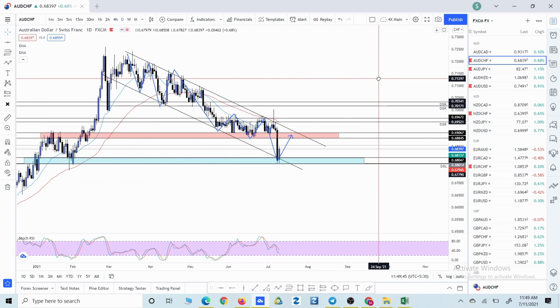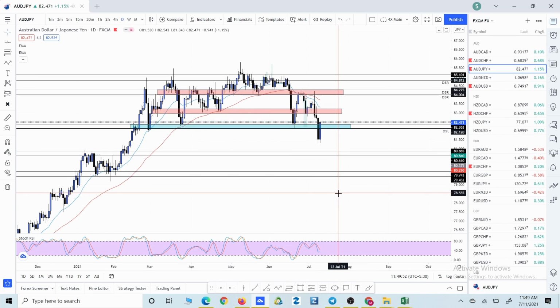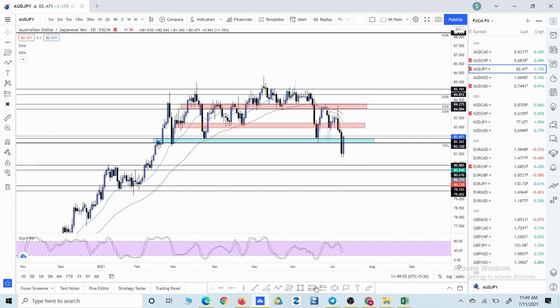So that's on Aussie CHF, and the second one is Aussie JPY. On the Aussie JPY, guys, starting from here, we made a low, lower high, lower low. Now, in order to continue this downtrend, we are waiting for the next lower high. Price started retracing from here. The first obstacle, the first resistance which the price is going to face is here, and you can see this is a strong resistance zone.